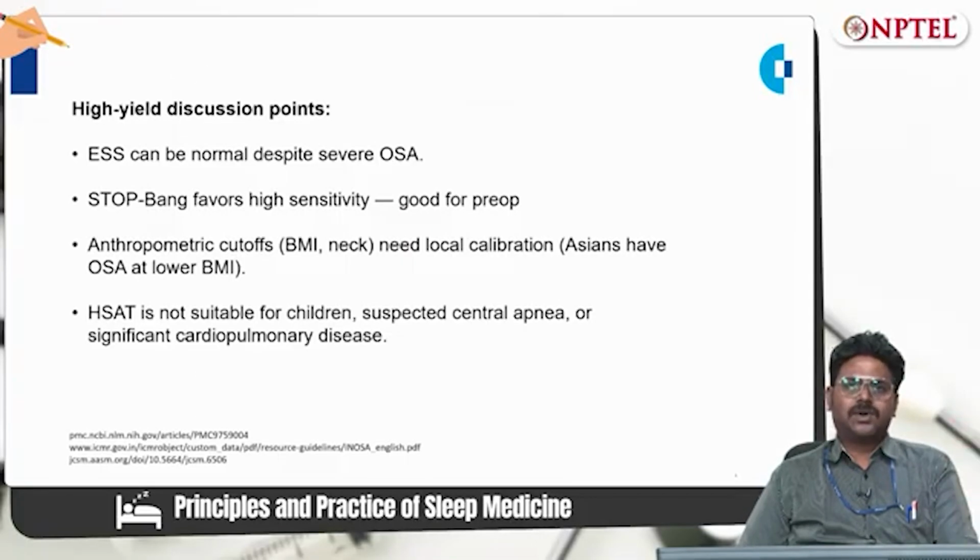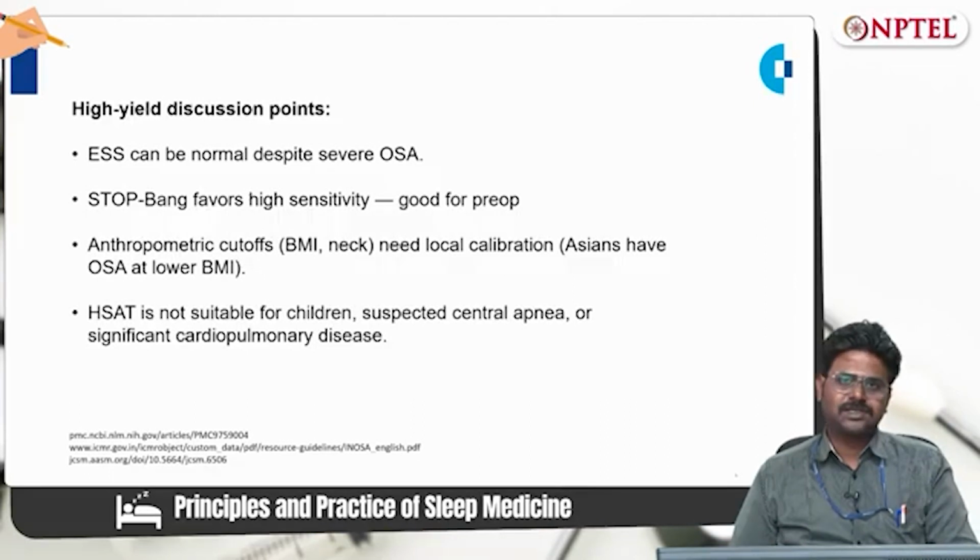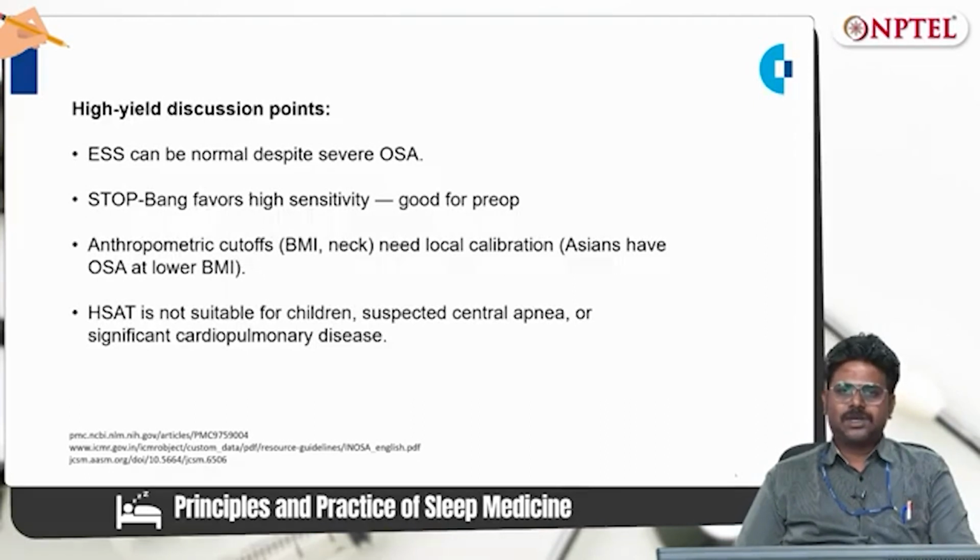The high yield points in this topic are: the Epworth Sleepiness Scale can be normal even despite severe OSA. STOP-Bang favors high sensitivity and can be used as a good tool for pre-op patients. Anthropometric cutoffs like BMI and neck circumference need local calibration. Asians have OSA at a lower BMI. Home sleep apnea test is not suitable for children, or for patients with suspected central apnea or significant cardiopulmonary disease.